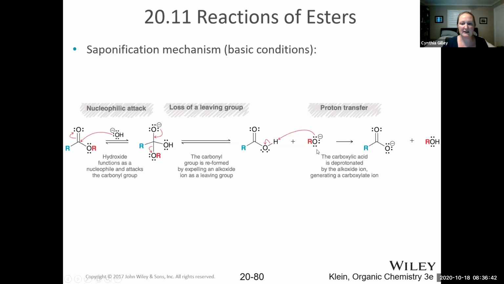This is the driving step of this mechanism. It is the irreversible step because of the pKa difference, right? Carboxylic acids have a pKa of about 5, alcohols have a pKa of about 17, so that's a significant enough difference that essentially the reaction does not go back.